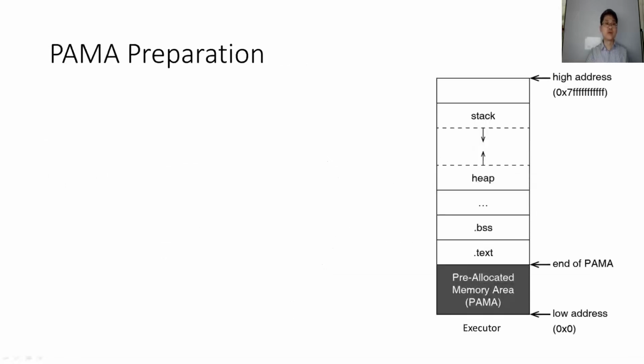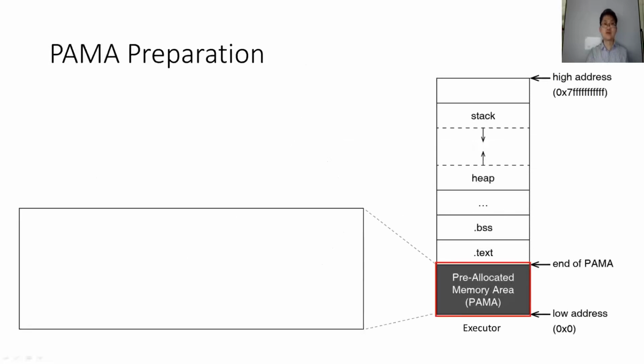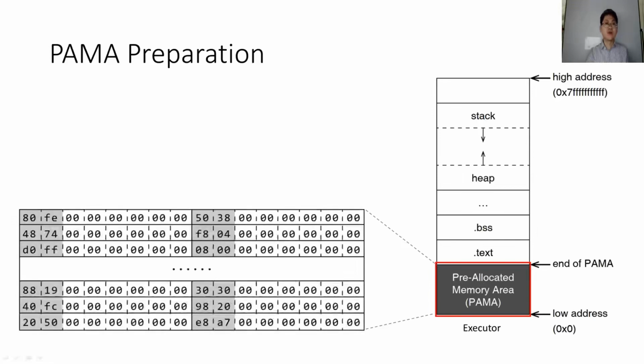First, we discuss the PAMA preparation. PAMA is mapped at the lower part of the address space starting from 0, in order to accommodate null pointers or pointers with invalid small values. The word-aligned addresses within PAMA are filled with carefully crafted random values.